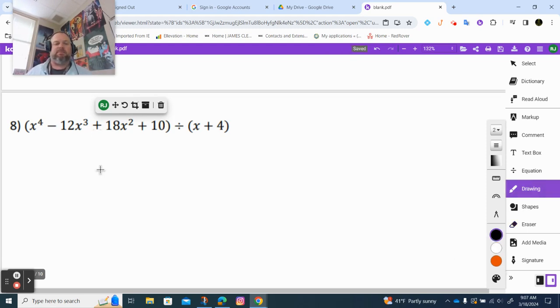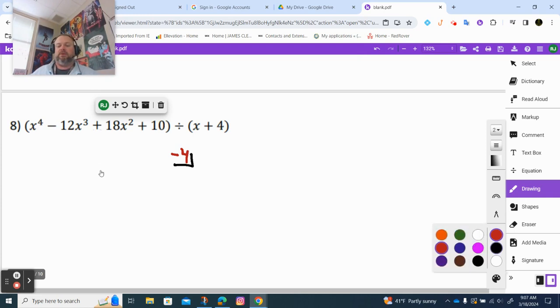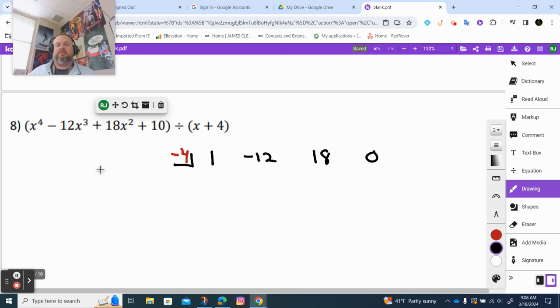So in the timeout box, we're going to put a negative 4. All right. There are powers missing. It goes 4, 3, 2. So for our x to the first, we have to put a 0. So, negative 12, positive 18. I can't believe I did a plus or minus. How did I do that? It's kind of like, hey, you actually fixed your shower, but you didn't know that.